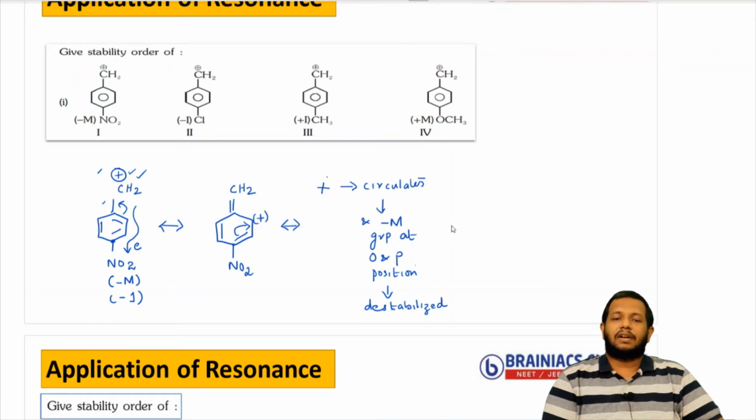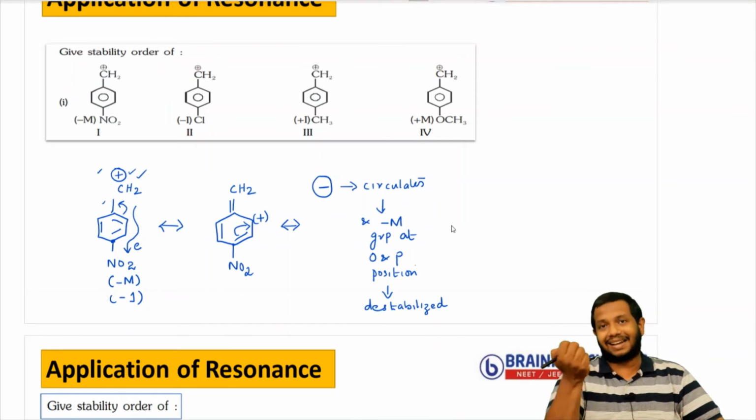Now we will write all the possibilities. The next possibility is, if minus charge circulates, and there is a minus M group at ortho and para position. A minus M group is looking to attract electrons. So when minus charge comes here, it will try to remove it and make it stable. That means this will get stabilized. So please remember, plus charge circulates and minus M group at ortho and para position, destabilization. Minus charge circulates, then minus M group at ortho and para position, stabilization.